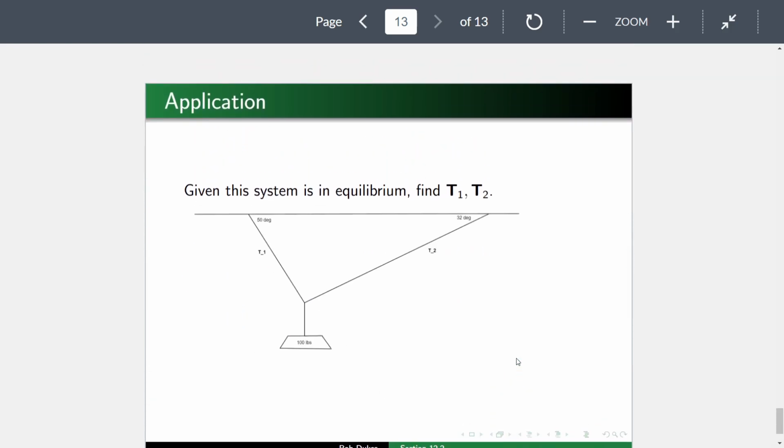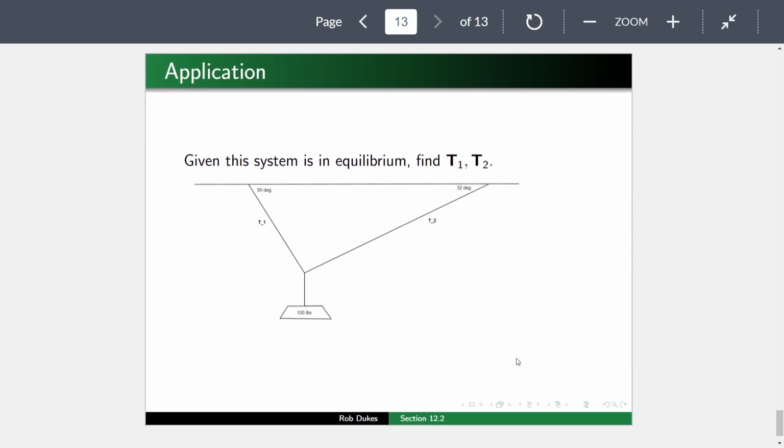Okay, let's do one big example. This system, we're going to say it's in equilibrium, meaning it's not moving. So all the forces must zero out. There's no net force, which means there's no acceleration. You know, that's Newton's law. Force is mass times acceleration. So if there's no force, there's no acceleration, and vice versa.